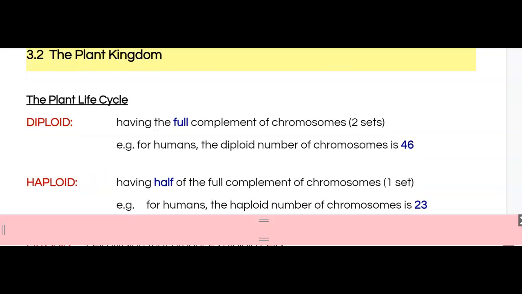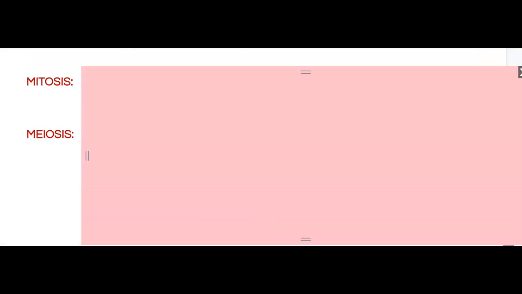There we are, that's a little bit better. Okay, so diploid and haploid, really important terms for us to know, not only when we talk about plants and alternation of generations in the plant life cycle, but also coming up in our genetics unit.